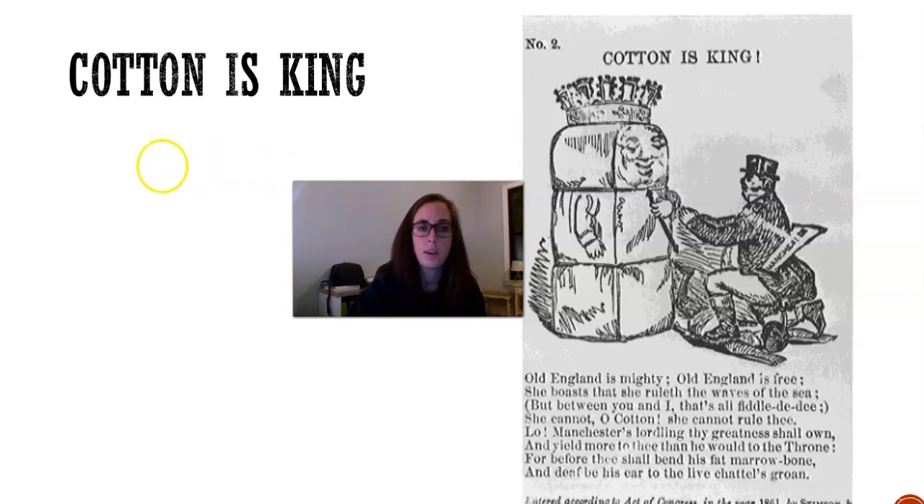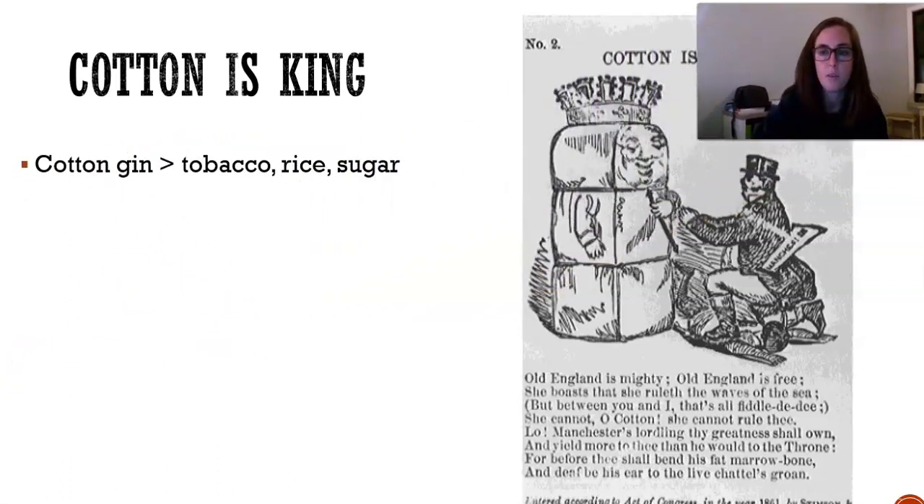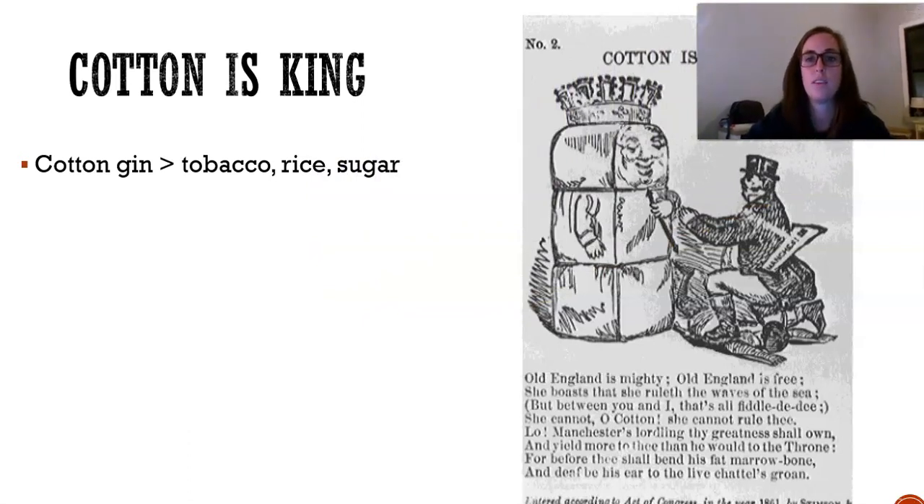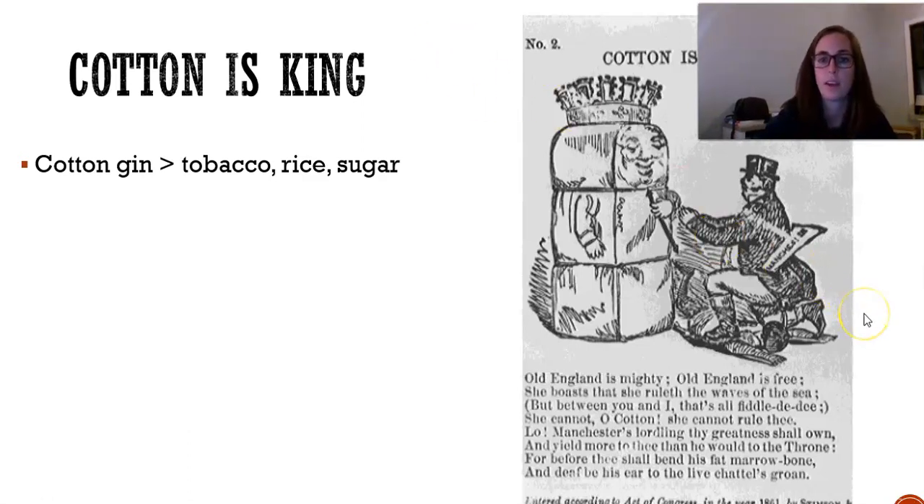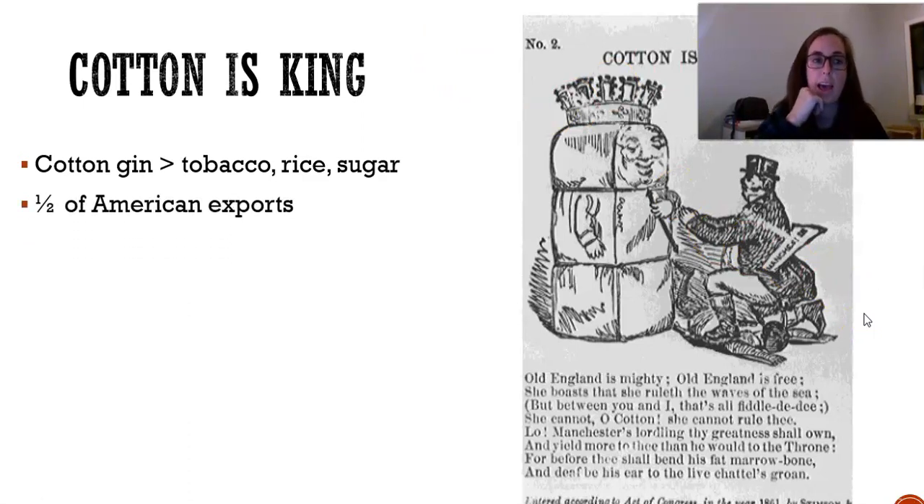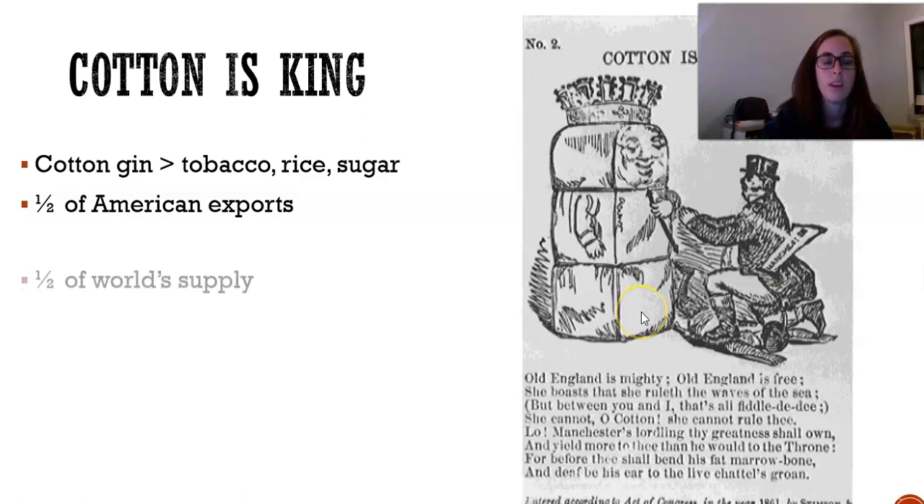Basically, because of the cotton gin, cotton is really going to take off and become the number one crop in the South. It's going to surpass tobacco and rice and sugar, and it becomes half of American exports. Isn't that crazy? Think about that for a second. If one product nowadays was half of American exports, that's not a good thing. Anytime you rely on one export or one crop, it can be really dangerous.